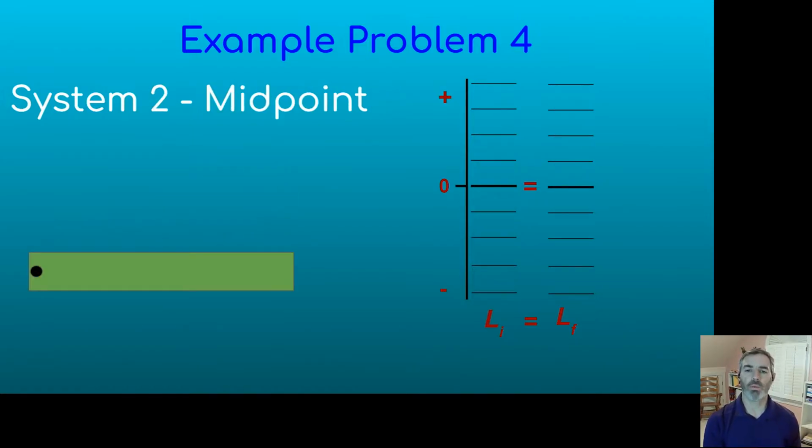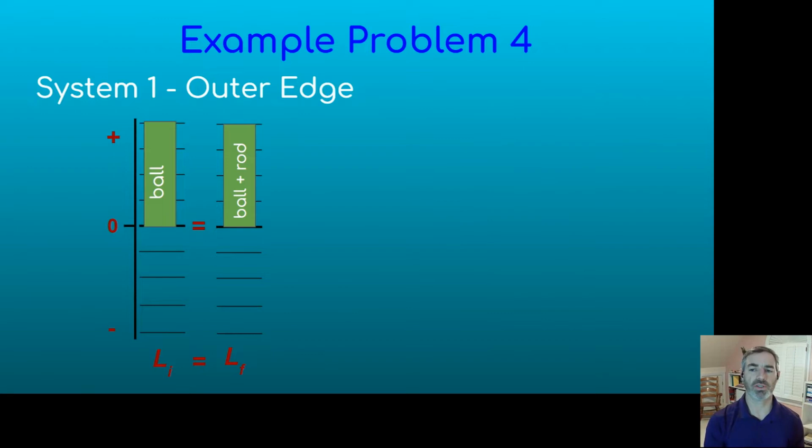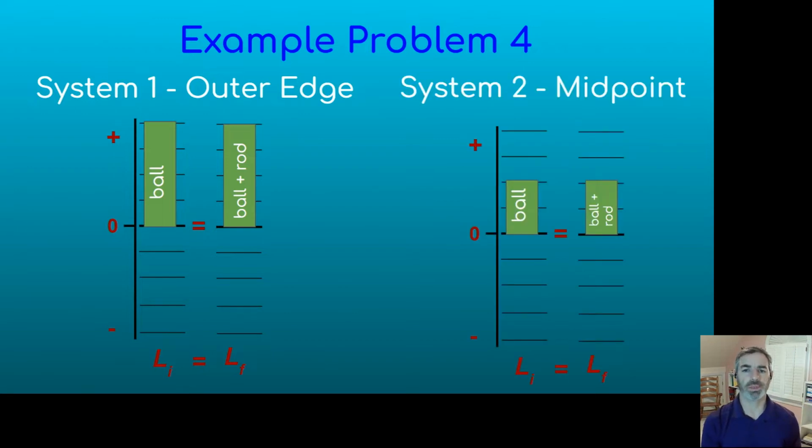At the midpoint, well, because the ball's moving closer, it's not going to have as much angular momentum. MVR is going to be a smaller value. So that means the rod and ball rotating together are going to have a smaller value. So we compare those two and we can see that the ball having a smaller initial angular momentum means that the rod and ball are going to have a smaller angular momentum in the final situation, which means that system 2 is going to have a smaller angular velocity.